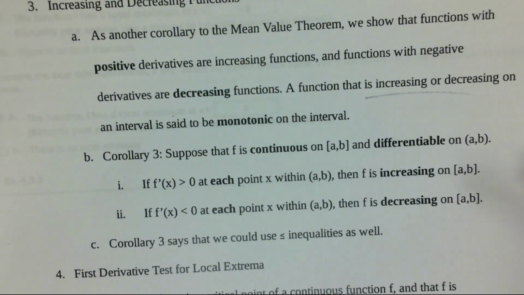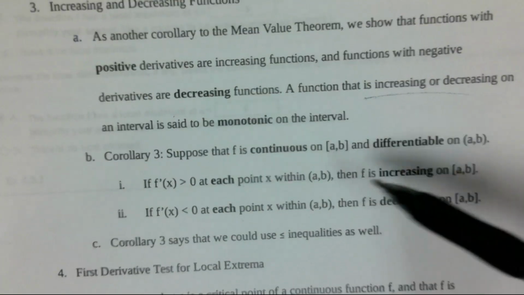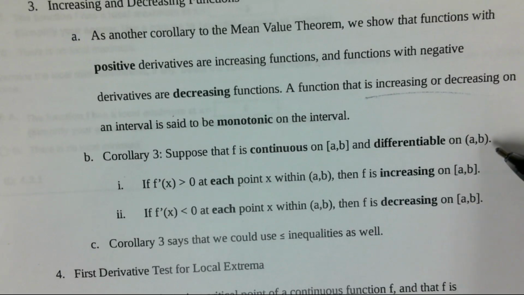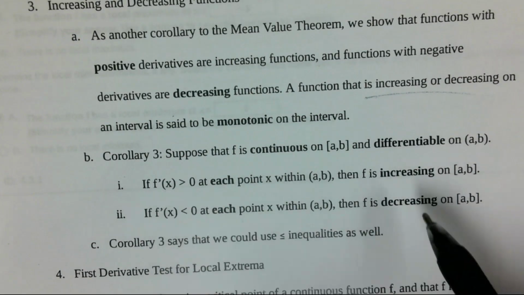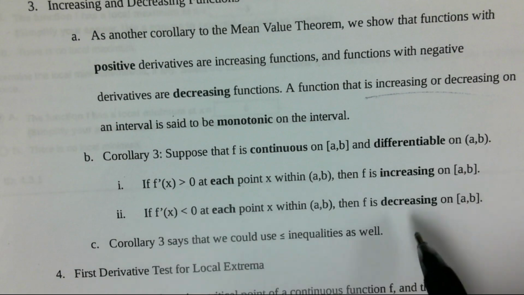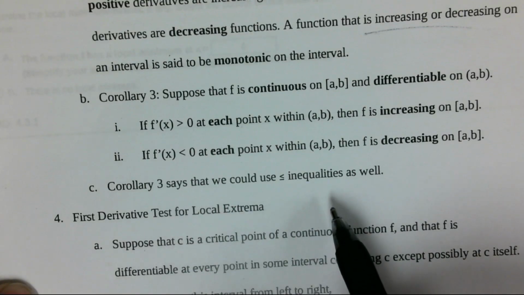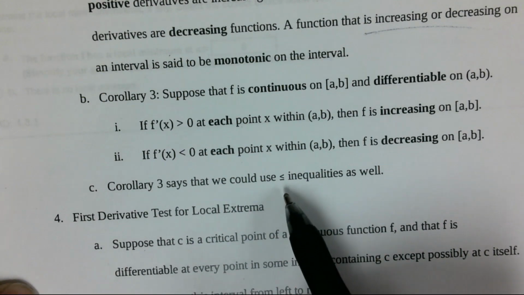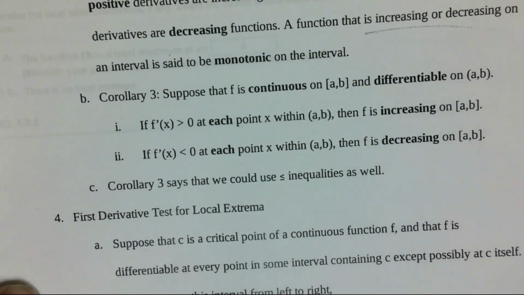So for your corollary, suppose that the function is continuous on the closed interval and differentiable on the open interval. Then if f prime is greater than 0, it's increasing, and if it's less than 0, it's decreasing. And corollary 3 also says we could use less than or equal to instead of just less than. So those type inequalities.